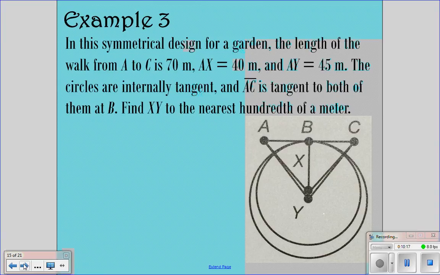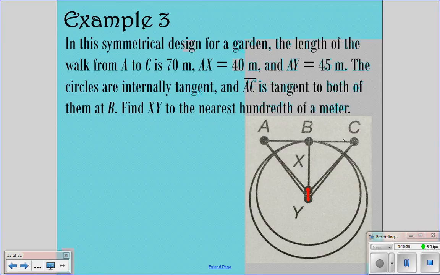Our two circles are internally tangent, and AC is tangent to both of the circles at point B. And we want to find the length of XY. This is point X right here, and this is point Y right here. So we are looking for the distance right here.